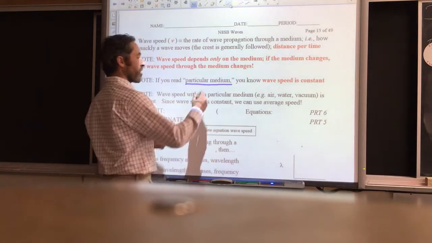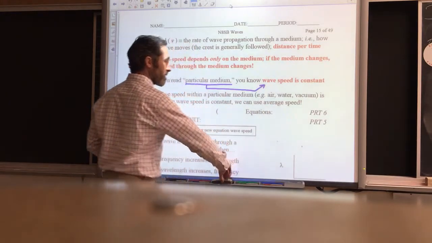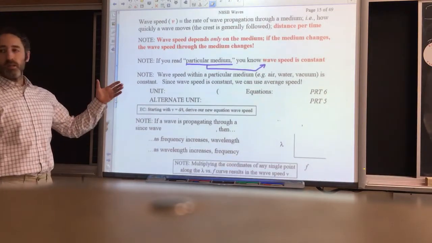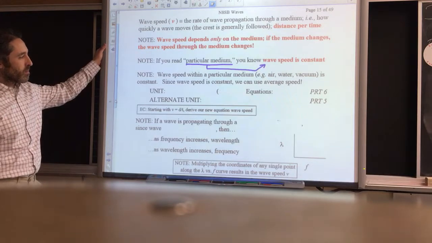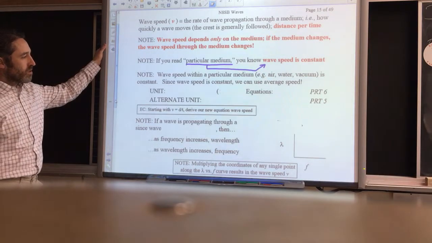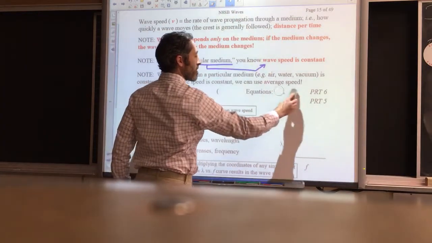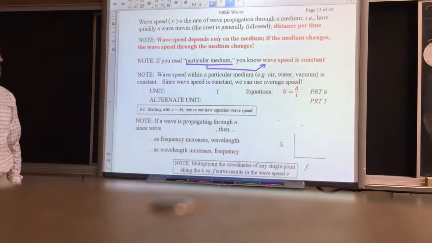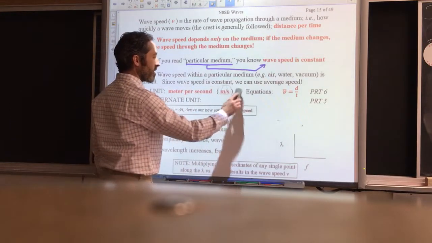This seems like the sort of phrase you can ignore. It's not. It means the wave speed is constant. And wave speed being constant is very useful because then you can pop it into the equations, which assume a constant wave speed. So here are the two possible equations. The equation from PRT 6, V equals D over T. That's really an average speed, but it works nicely with constant speeds. The unit there, of course, is the meter per second.